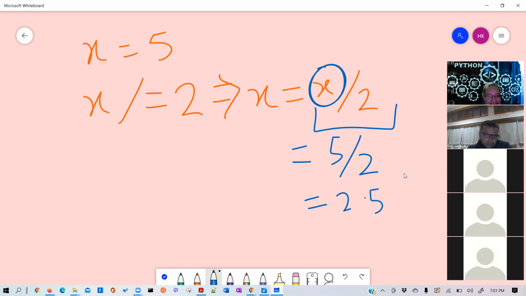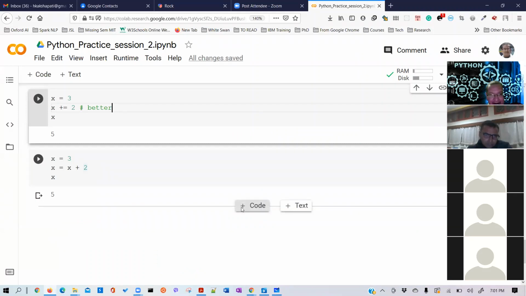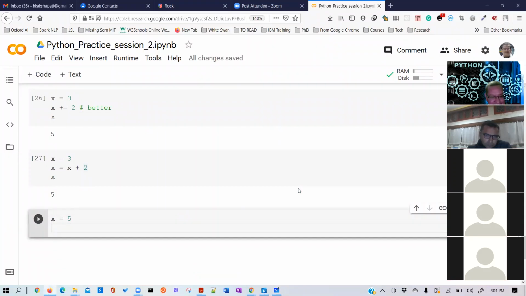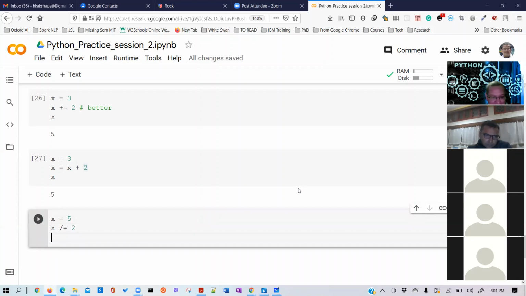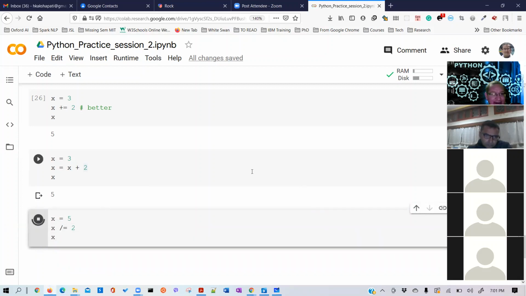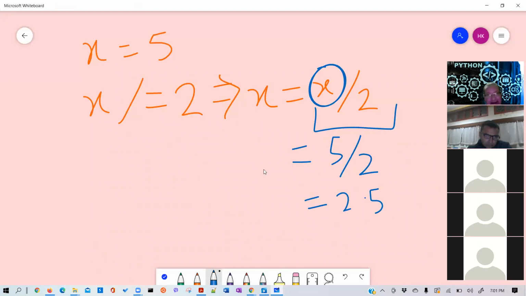So let's try it out. You can try it out as well. x equal to 5, and then x division equal to 2, right? Okay, and then we need to print x. If you write this x and print, see, it prints 2.5. So I hope everybody is clear.